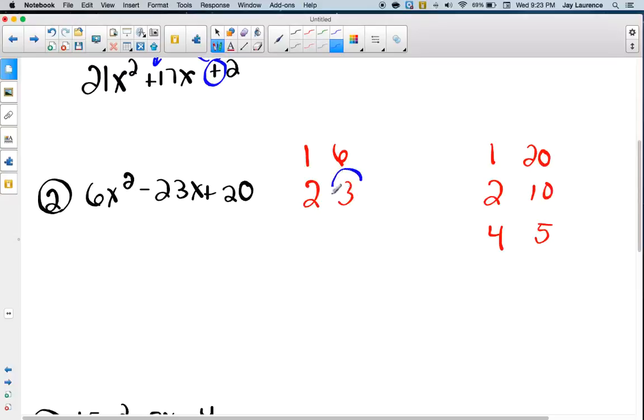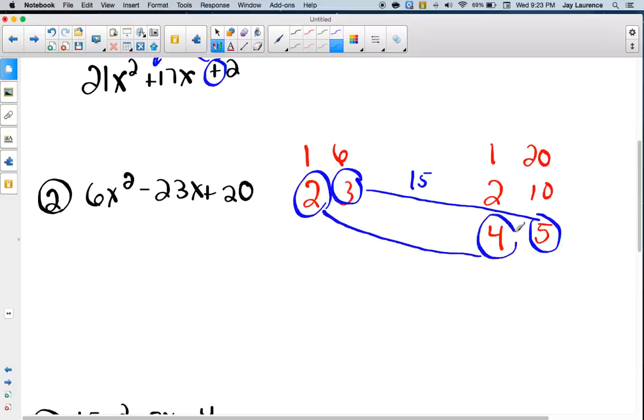Oh, what about 3 times 5, which is 15, right? And 2 times 4, which is 8. 15 plus 8 is 23. So let me set up my two quantities.